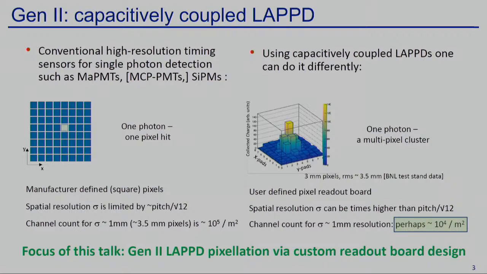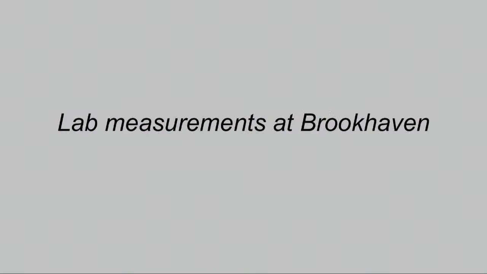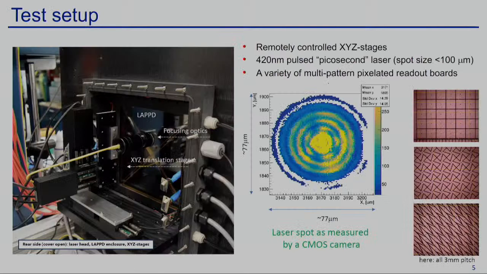Gen 2 pixelation via custom readout board design. I start with the lab measurements at Brookhaven. On the left-hand side, you can see a picture of the very basic equipment which we have in the lab for these particular studies. In the rear, you see the LAPPD with the characteristic X-shaped spacer. Then 3D translation stages, a fiber with the laser signal, and very simple focusing optics. It's pretty easy to get the size of the spot below 100 microns.